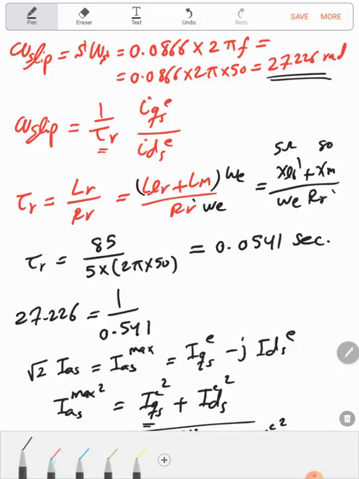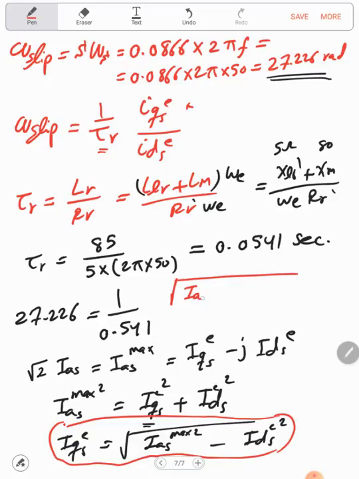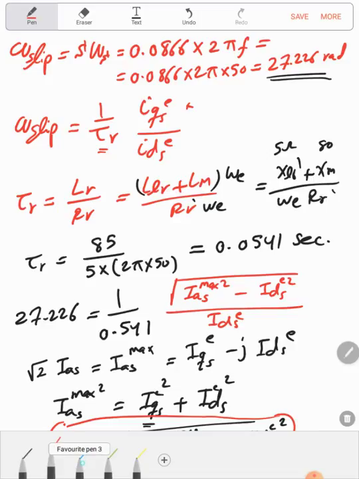So now I will substitute this one in here. So this will be the square root of IAS max square minus IDSE squared, over IDSE. So this will be the first equation.